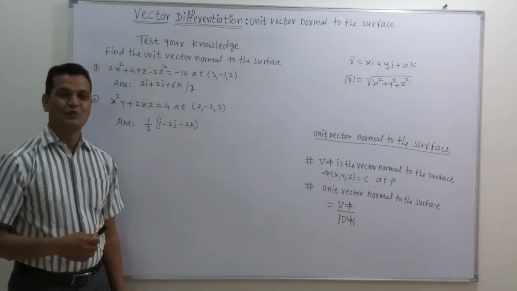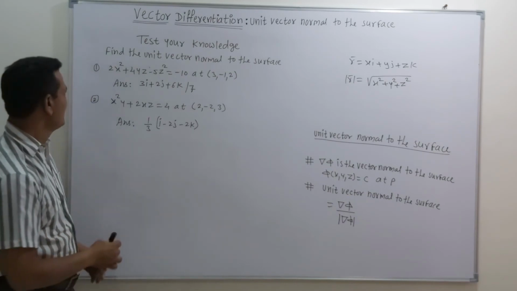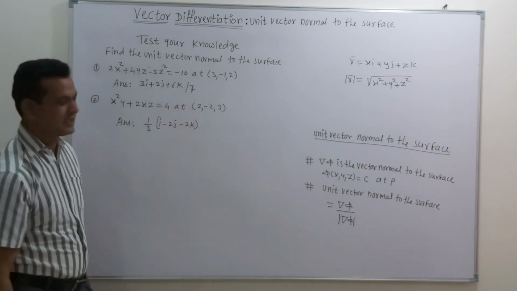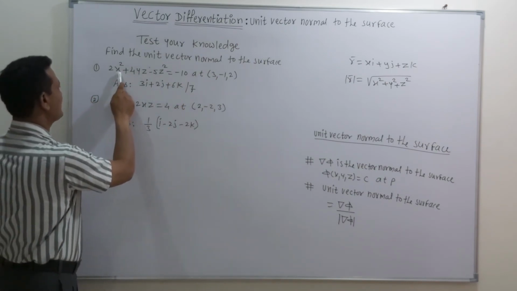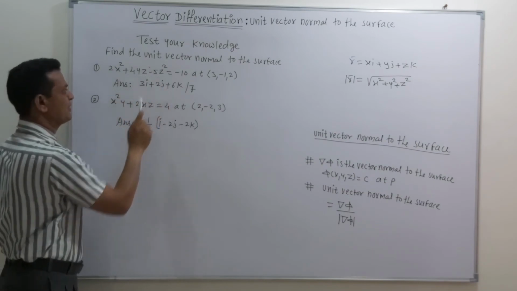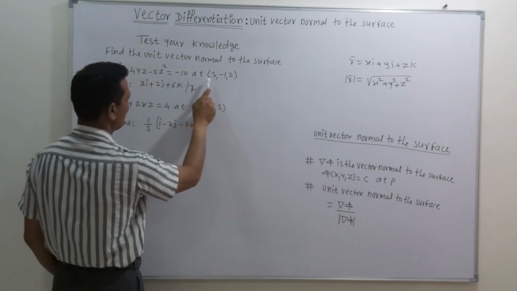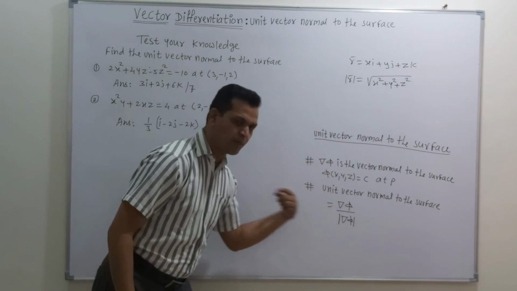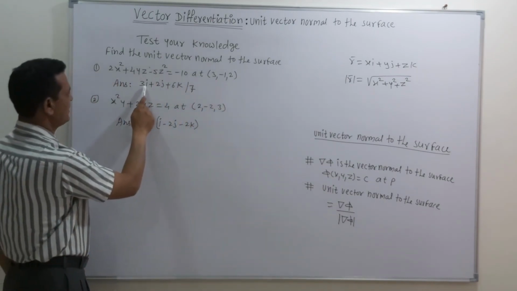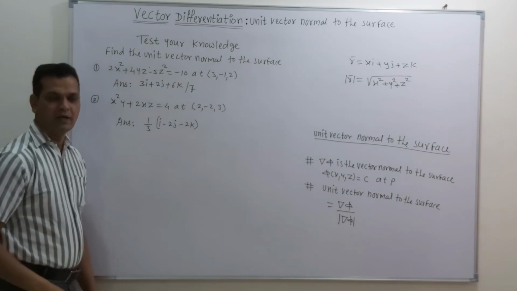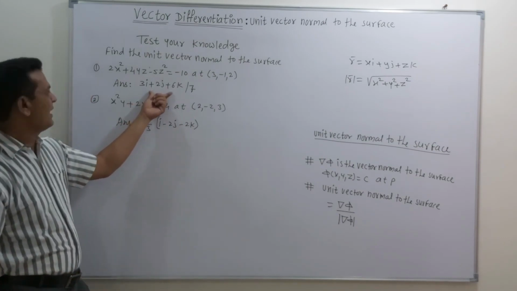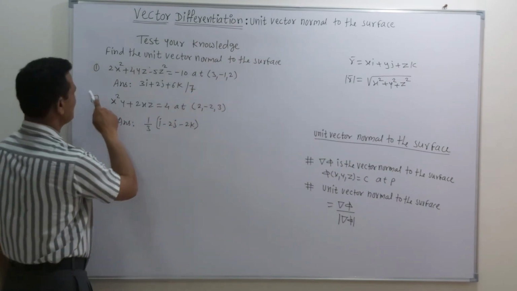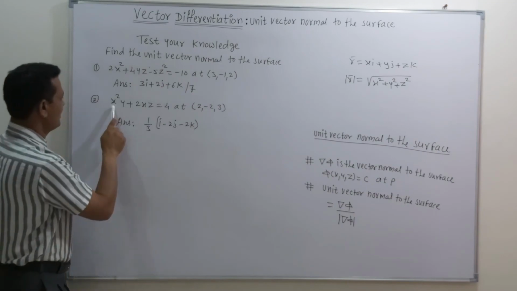Now friends, it is time to test your knowledge, that means for your practice purpose. So two examples are given here. The question is: find the unit vector normal to the surface. The first surface is 2x square plus 4yz minus 5z square equal to minus 10 at the point (3, minus 1, 2). If we try to solve this example with the help of this formula, then you will reach the answer as 3i plus 2j plus 6k upon 7. That means this is the value of del phi at the point (3, minus 1, 2), and this is the value of the magnitude.